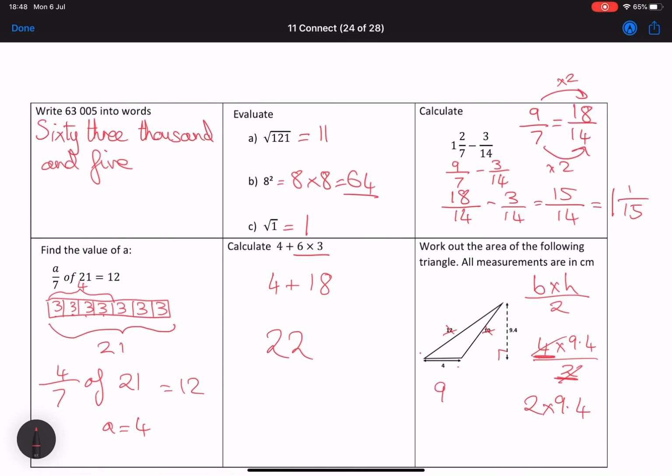Well, let's do 94 times 2, and then we'll put the decimal place back in. 2 times 4 is 8. 2 times 9 is 18. There's one number after the decimal place in the question, so there needs to be one number after the decimal place in the answer. My answer, therefore, is 18.8 centimetres squared, not forgetting my units on the end.